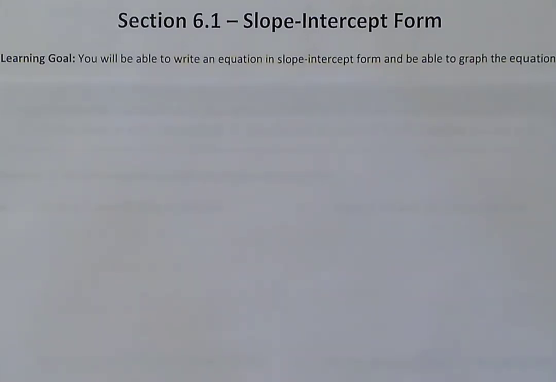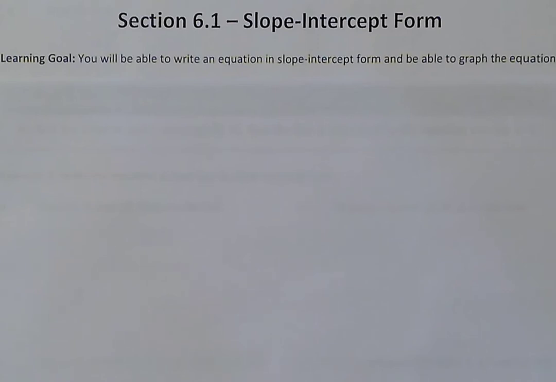So for the next three sections, we're going to continue our look at linear equations or linear functions, meaning straight lines. And for the next three sections, we're specifically going to look at different ways that we can write a linear function, whether it be slope-intercept form, point slope, or standard form. Today, we're just going to take a look at slope-intercept.